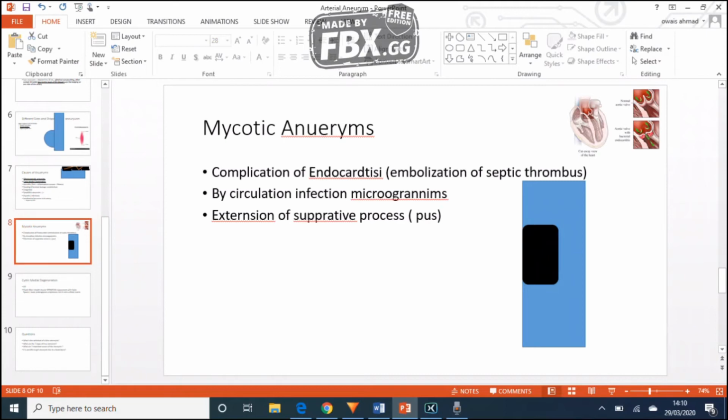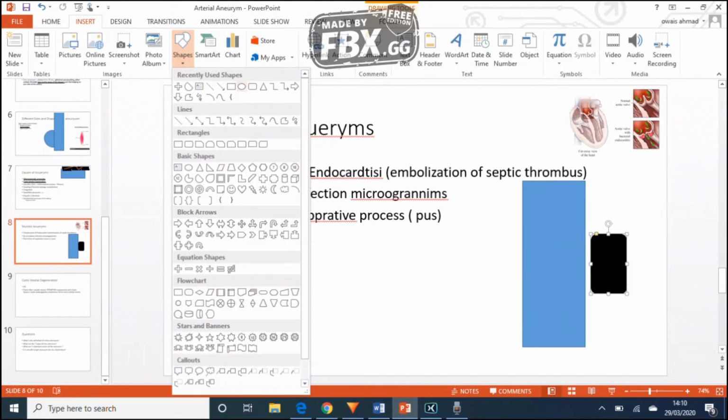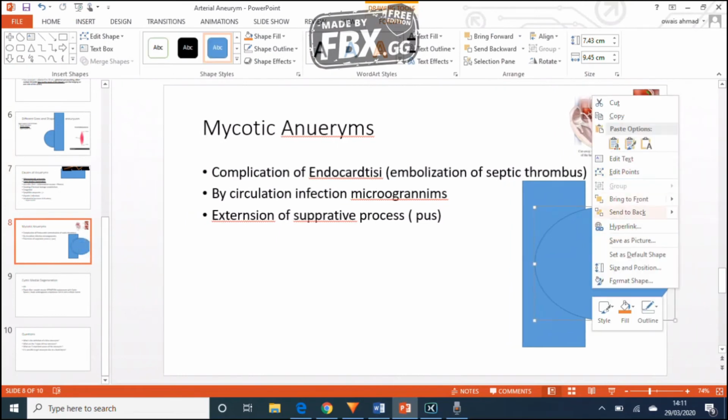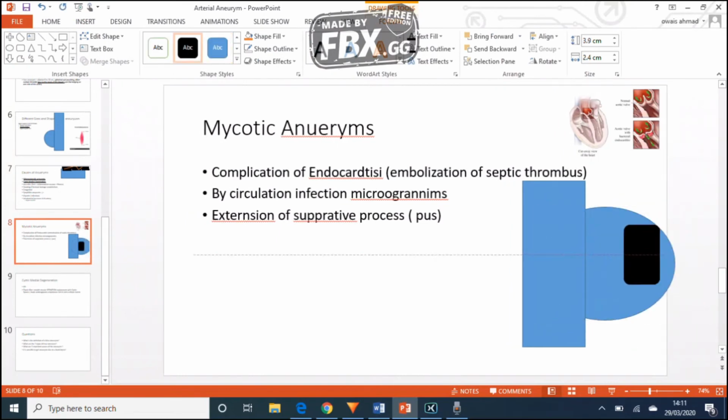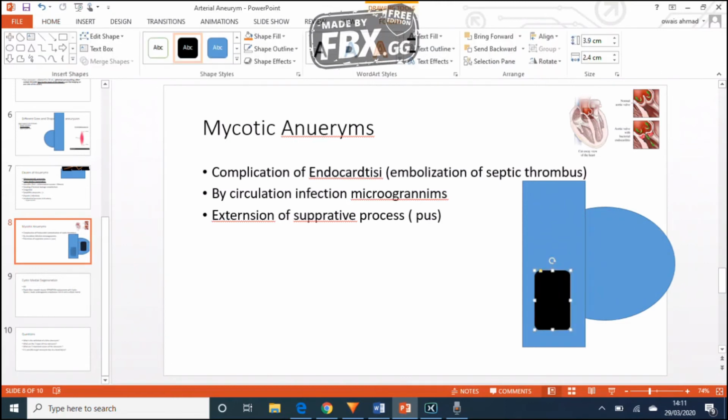So take your time to answer that. There will be two main differences. Obviously false is breaking of the blood vessel wall leading to extravascular hematoma, but true aneurysms can be a dilatation of all three layers of the blood vessel wall. An example of a true aneurysm is a ventricular aneurysm, while an example over here is going to be ventricular rupture. The next question I have for you guys is: name two types of true aneurysms. So take your time to answer that.